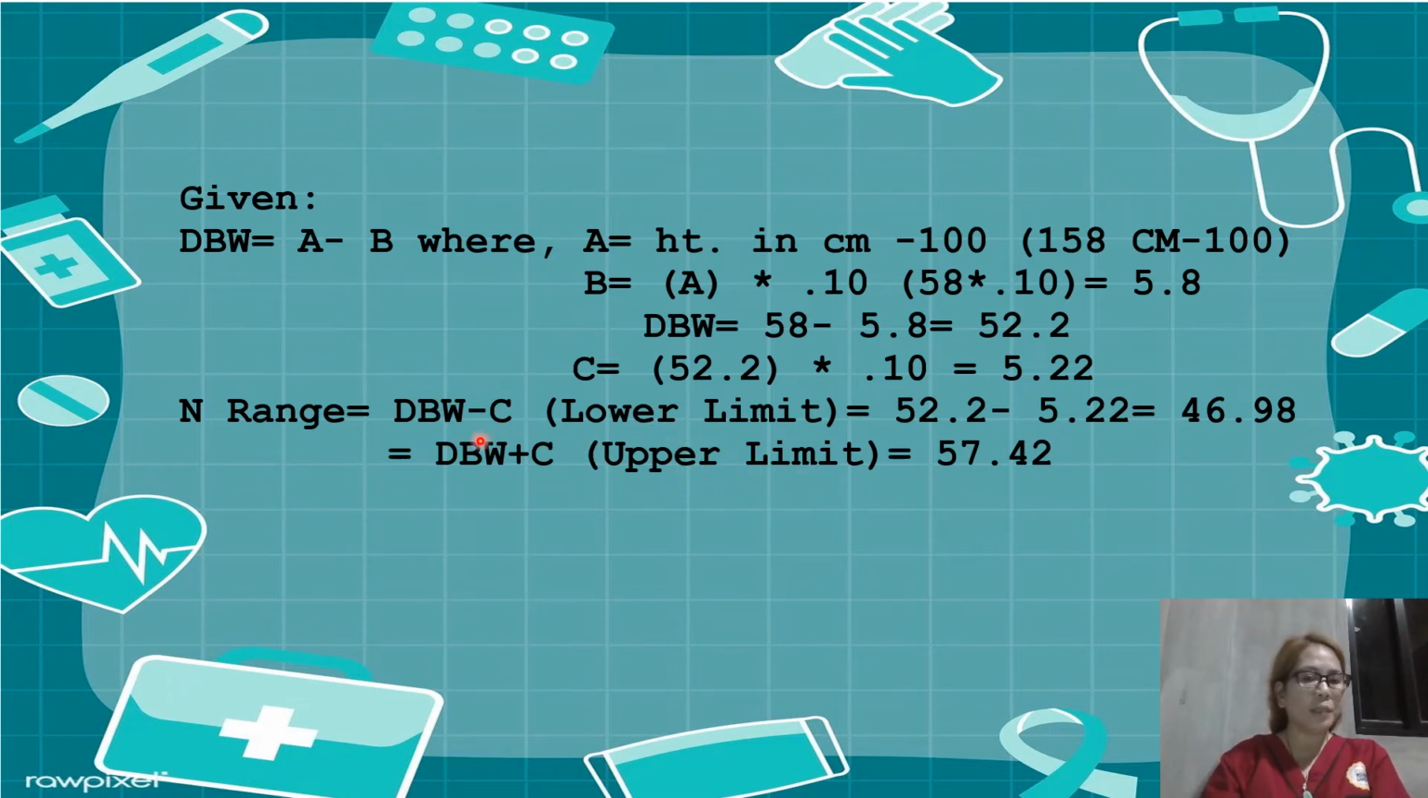To compute for the lower limit, you have to do DBW minus C. So in this example, you have DBW, which is 52.2, minus your C, which is 5.22. So that is equal to 46.98. So kapag ang height ni patient is 158 cm, yung pinakamababang timbang na pwede sa kanya na within normal pa is 46.98. While the higher limit na pwede sa kanya is 57.42, by using this formula.